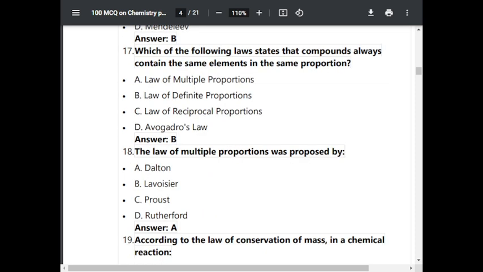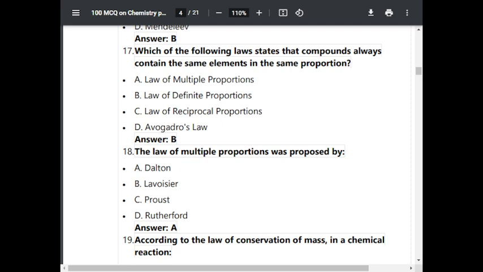Which of the following laws states that compounds always contain the same elements in the same proportion? Option A law of multiple proportion, option B law of definite proportion, option C law of reciprocal proportion, option D Avogadro law. The correct answer is B, law of definite proportion.